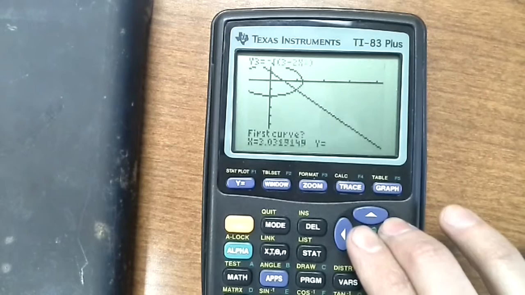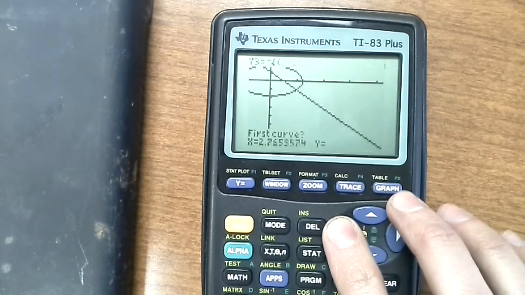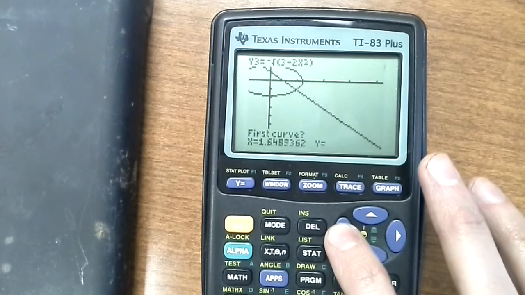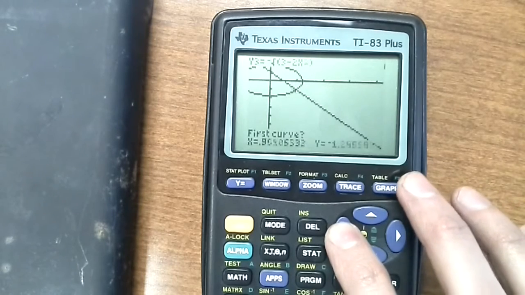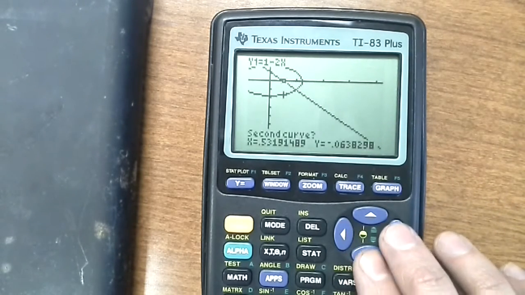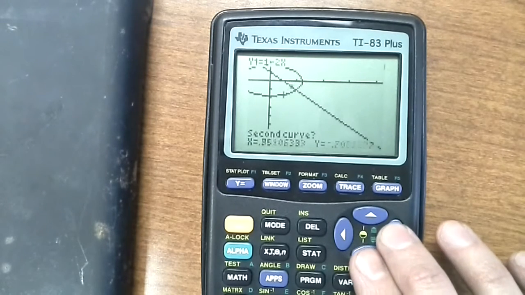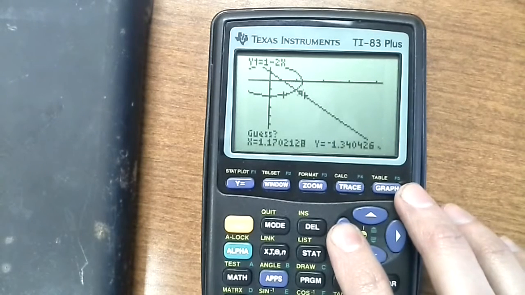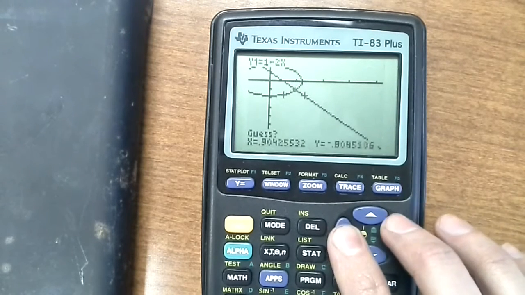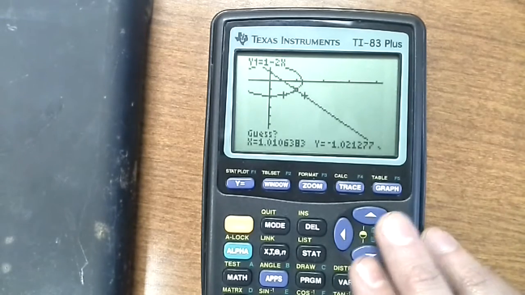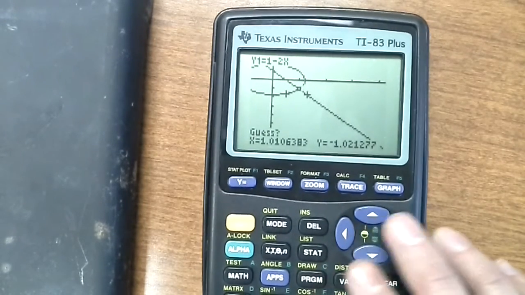Let's scroll over so you can see where that is. Somewhere in here. There we go. Okay. So we'll do that as our first curve. Second curve will be the straight line here. I'm going to find where they intersect. And then the guess, it wants you to place the cursor somewhere near where those two lines intersect. This is in case they intersect multiple times, so it calculates the one that you're interested in.